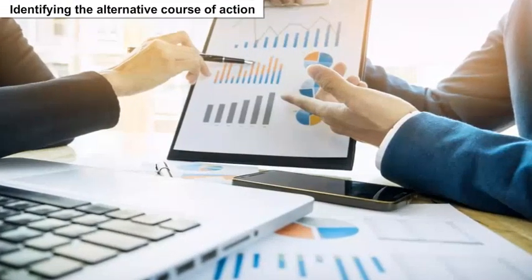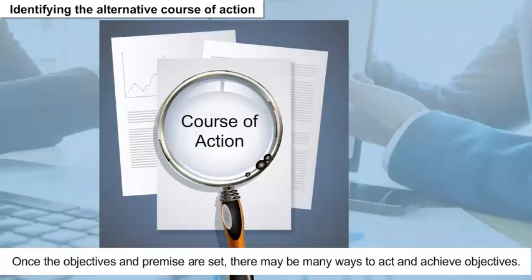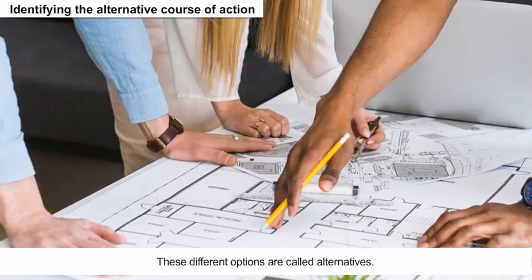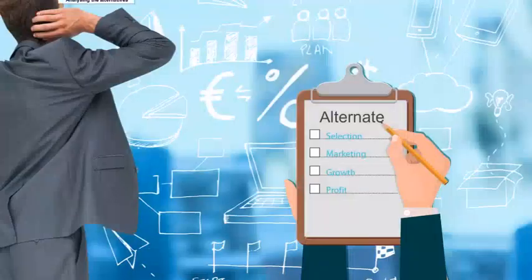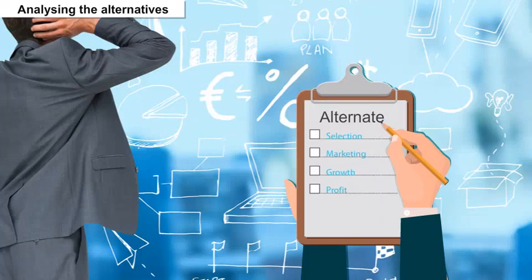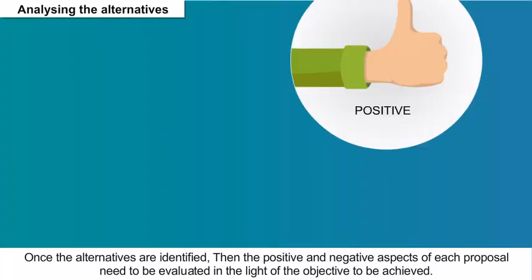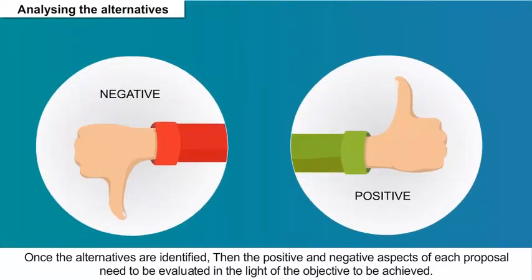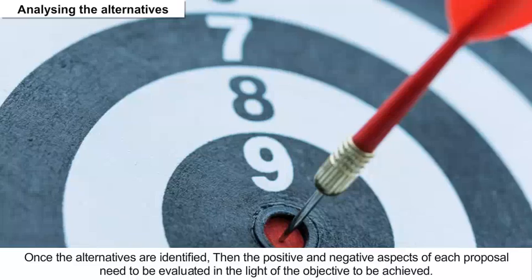Identifying the alternative course of action. Once the objectives or premises are set, there may be many ways to act and achieve objectives. These different options are called alternatives. Analyzing the alternatives. Once the alternatives are identified, then the positive and negative aspects of each proposal need to be evaluated in the light of the objective to be achieved.